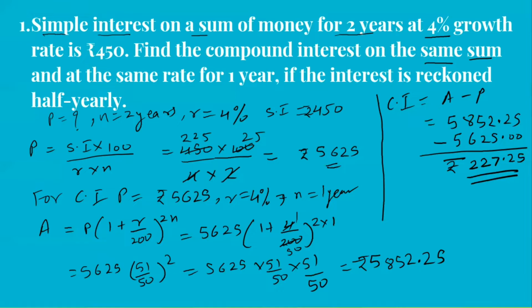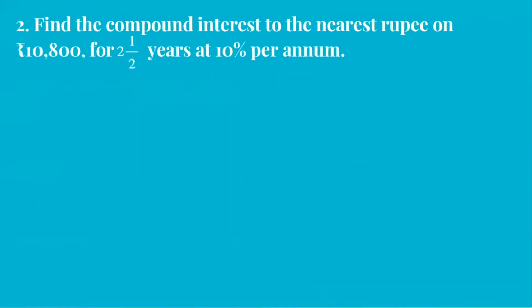Let us move on to question number 2. Find the compound interest to the nearest rupee on rupees 10,800 for 2.5 years at 10% per annum. So clearly given, the principal is rupees 10,800, the period, that is n, is equal to 2.5 years, and the rate is 10% per annum. And you have to find the compound interest.